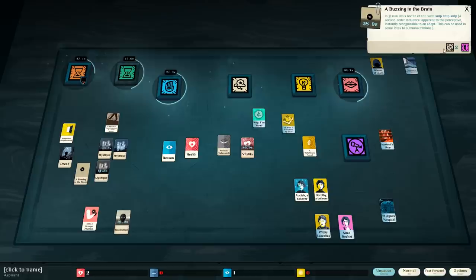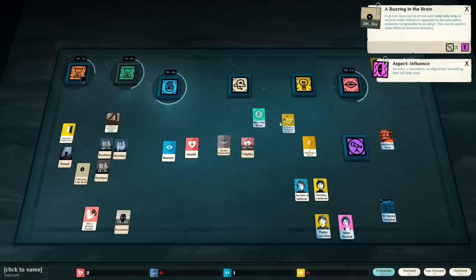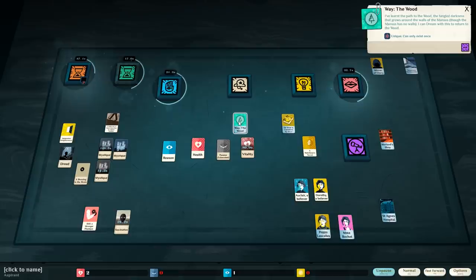Buzzing in the brain. I've actually never summoned things, but you have various things that can influence this that will help you in summoning rituals. You can get to a stage where you're summoning stuff from the beyond. Now this is Mansus lore. So I've learned the way to the wood, the dark tangled mass within the Mansus. The Mansus has no walls. I can dream within this to return to the wood. Now exploring the Mansus, I think, is one of the conditions for victory.